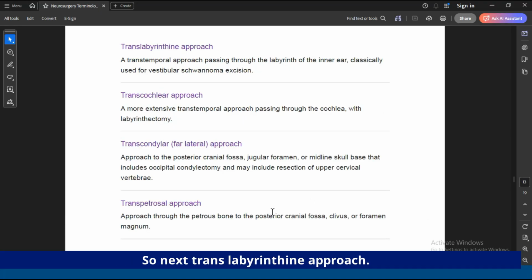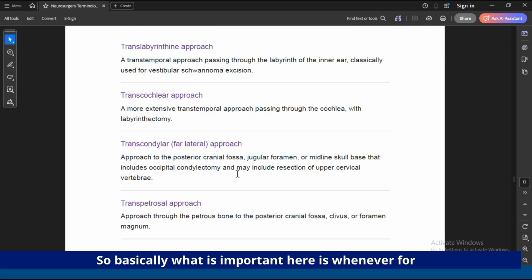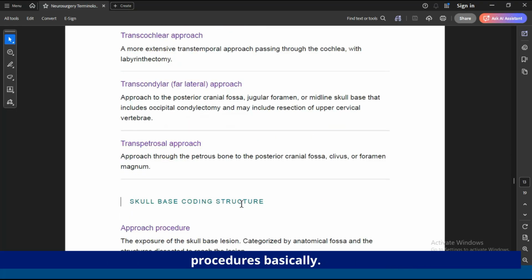So next, translabyrinthine approach. A temporal approach passing through the labyrinth of the inner ear, classically used for vestibular schwannoma excision. Transcochlear approach. A more extensive transtemporal approach passing through the cochlea with labyrinthectomy. So basically what is important here is, whenever, for example, if the patient wants to perform a labyrinthectomy, okay, so you don't need to worry about this approach. You need to approach whenever you want to code fusion procedures basically.